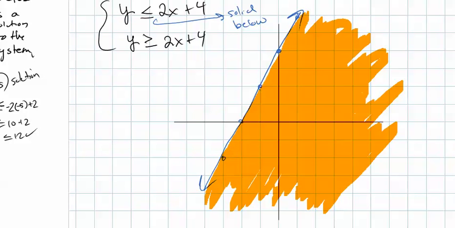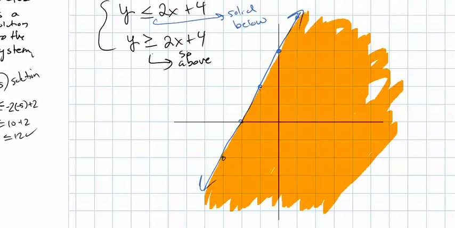Okay, so now I'm going to graph the second inequality. So let's try that one. y is greater than or equal to 2x plus 4. Well, it looks like it's the same line. They have the same boundary. However, for this one, I'm shading above. So it's still a solid line, but I'm shading above. Let's go ahead and shade that. I'm shading above this line instead of below it.